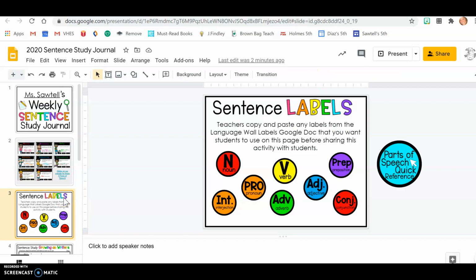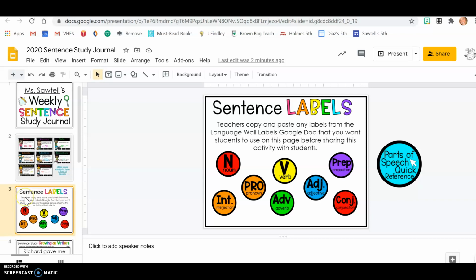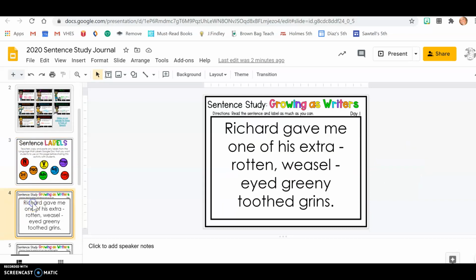Our labels are going to be circles. So you'll notice there is a circle for every part of our 8 parts of speech. Now we need to figure out in this sentence, where do we see our parts of speech? Our sentence is, Richard gave me one of his extra rotten, weasel-eyed, greeny-toothed grins.